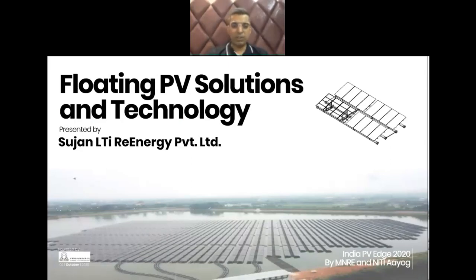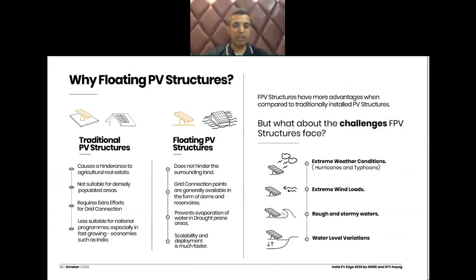So the company name is Sujan LTI RE Energy Private Limited. We have just started operations in India. The technology that we're bringing to the country is by the name of Sunrise Flotation Systems, and they're a company out of Taiwan.